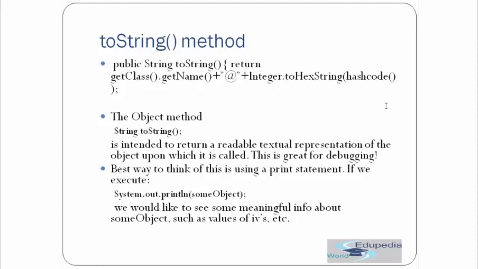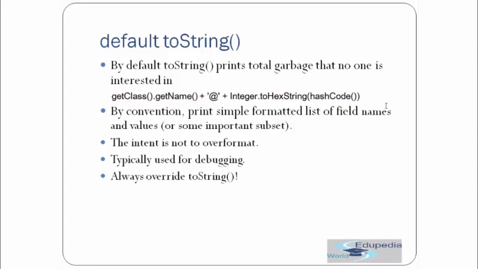So now let's see some meaningful info about some object. You can see that by default toString prints total garbage that no one is actually interested in, say the class name and then some hex string. But we don't need that. Rather, we want an implementation where we can print our data members' values and see what data my object is actually holding, the data that I have inserted. By convention, print a simple formatted list of field names and then values. The intent is not to over-format, so we do not need fancy spaces; we can just simply print it. It is typically used for debugging so that in our debug logs we can easily identify what data this object contains. That's why it's really beneficial to override the toString method.